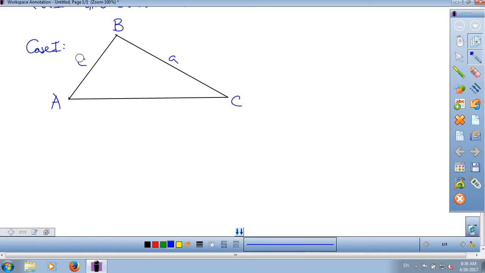Well, actually, I do apologize. Let's go ahead and use this as angle C, and this is angle B. I would like my side B here and the side C here. All right, so let's take a look at this triangle.